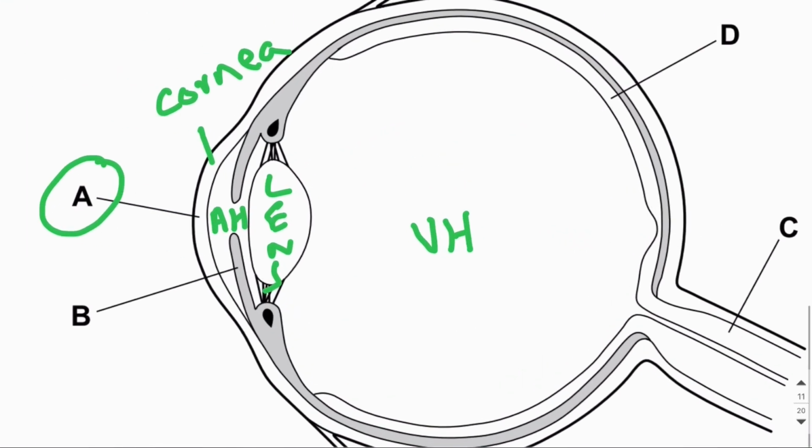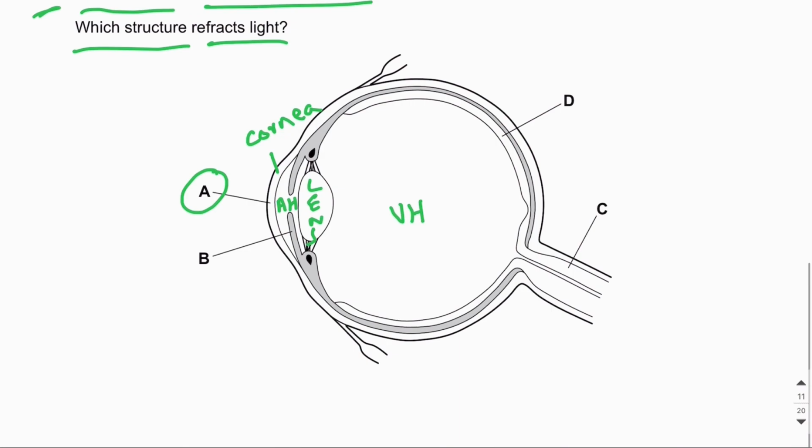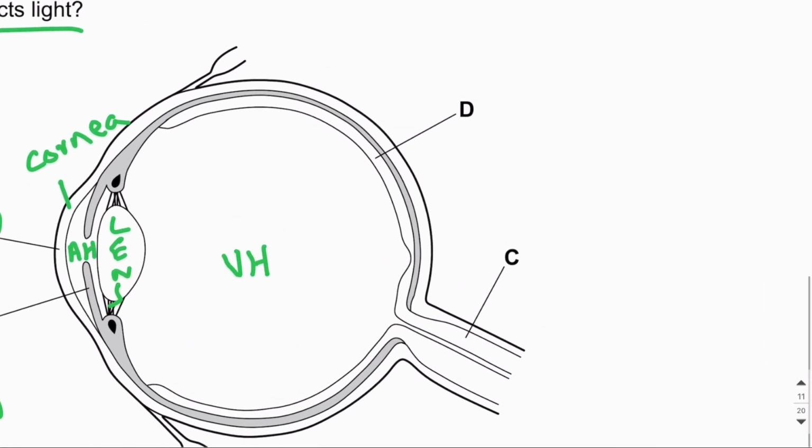They carry out refraction. Guys, lens also carry out refraction. So only cornea is labeled over here. That is A. B is the iris. Iris does not refract light. D is retina. Retina does not refract light. And C is the optic nerve. It does not refract light.